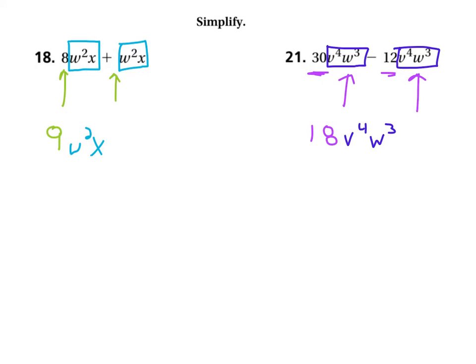Let me erase this. Oops. The number of them that we've got is here in purple. We've got 30 of them there. Take away 12 of them there. So we're left with 18 of them.